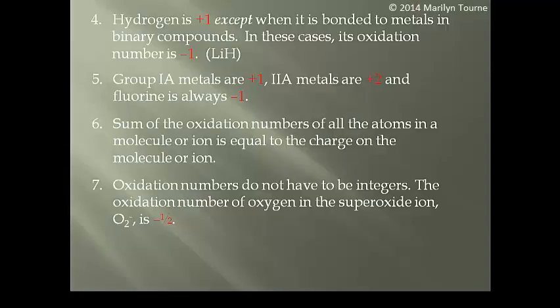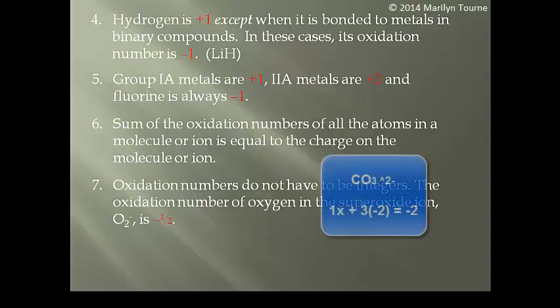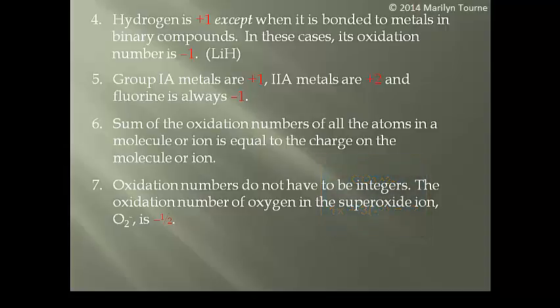If we have a polyatomic ion, we did an example in class, I believe, where it was the carbonate ion, CO3 2-, and I asked you, okay, so what would you set this math equation equal to? We had to set it to -2 because the charge on the entire polyatomic ion was -2. So that's basically what number 6 is saying: the sum of the oxidation numbers of all the atoms in the molecule or ion is equal to the charge of that molecule or ion.